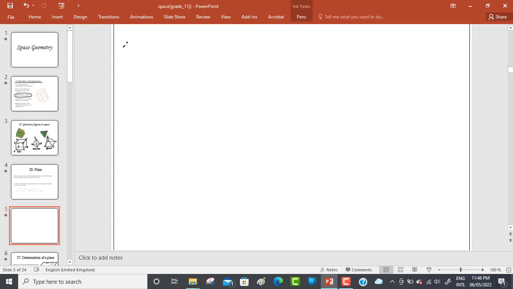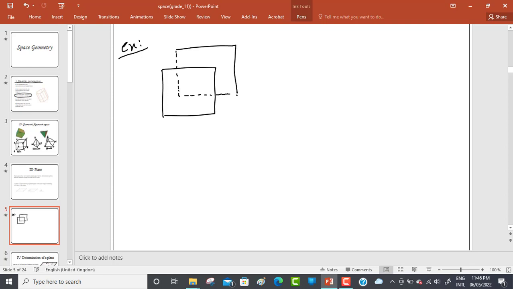If you do have a cube ABCDEFGH, for example, the square ABCD is a two-dimensional surface. A square ABCD between two brackets is a plane.